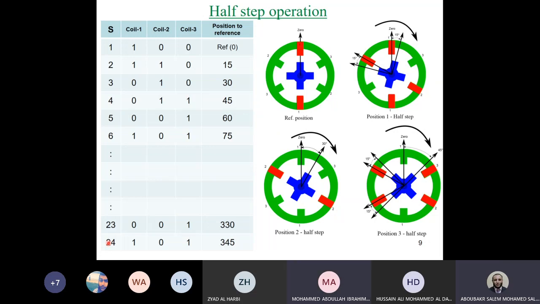Any question, guys? Please, go ahead. Is it safe to assume that the torque is doubled since we are using two coils instead of one? Yes, we are going to describe this now in detail. We are going to describe what will happen to the torque now. Right.